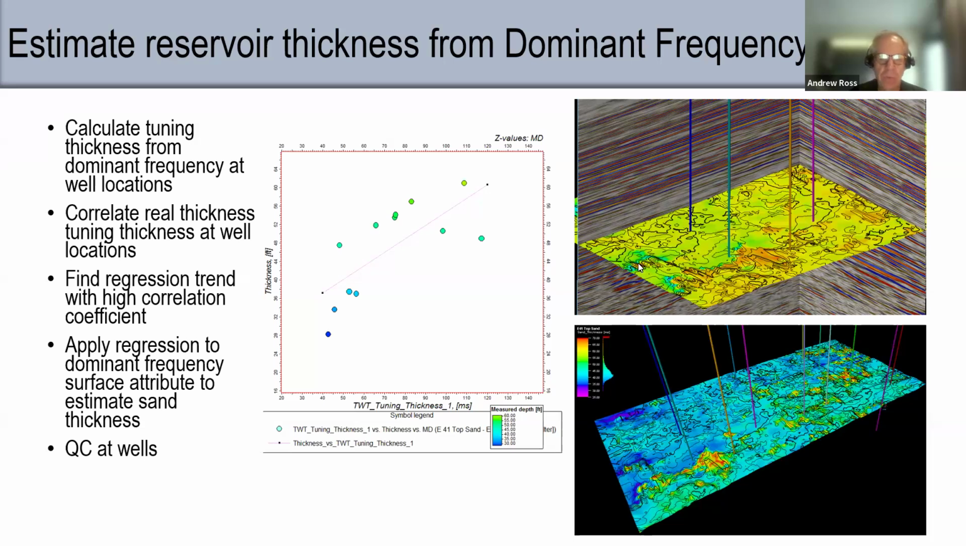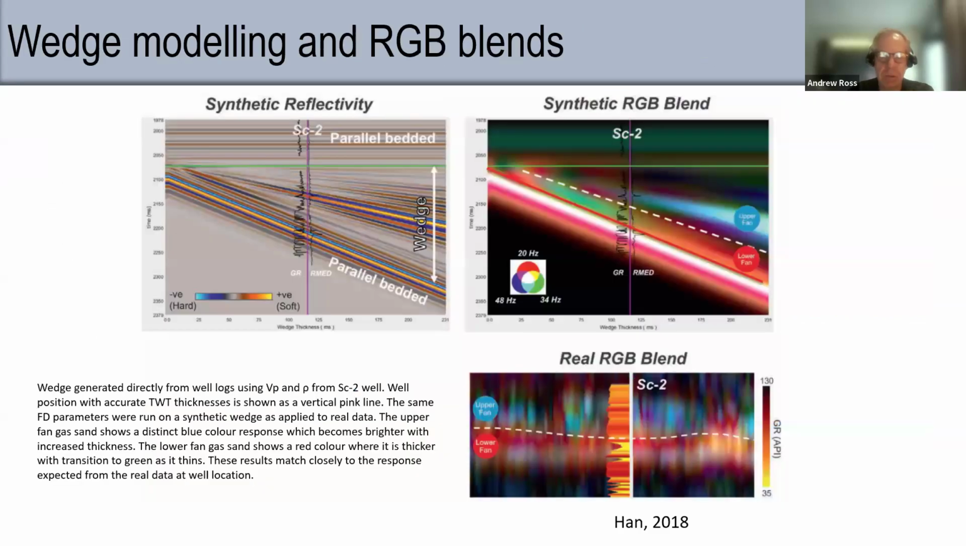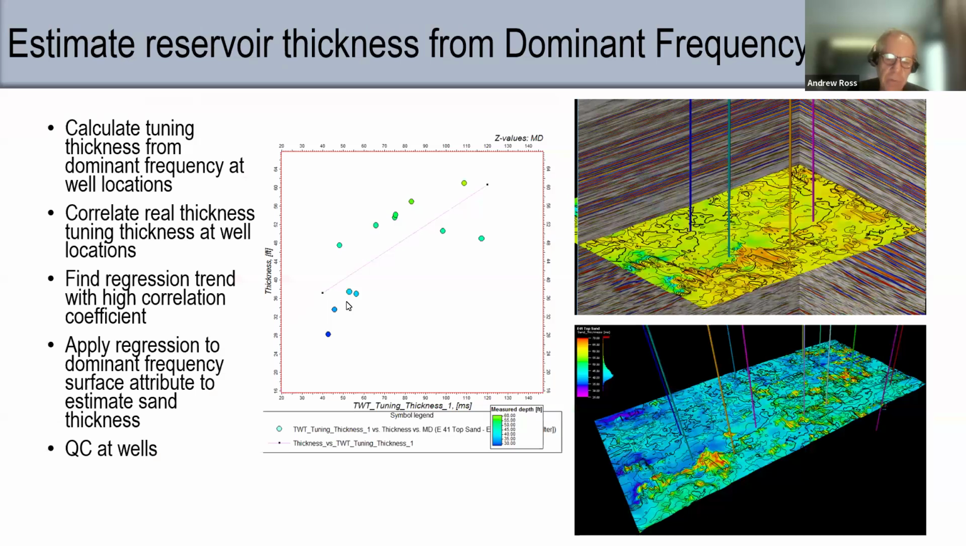So for this kind of workflow, we need to have plenty of wells, and I think you can see that there is a correlation, but maybe I shouldn't use some of these wells. But that is another way of estimating thicknesses as opposed to doing this wedge modeling. But I need to have enough wells, and as I say, you can see that maybe I should be fitting some kind of curve rather than a straight line. So it's not perfect, but it might be useful.